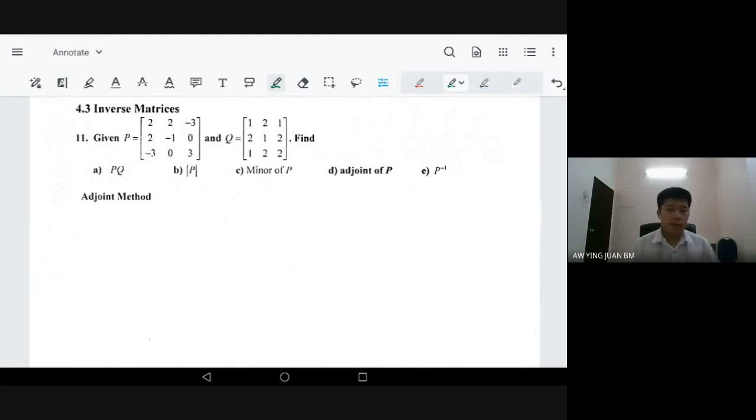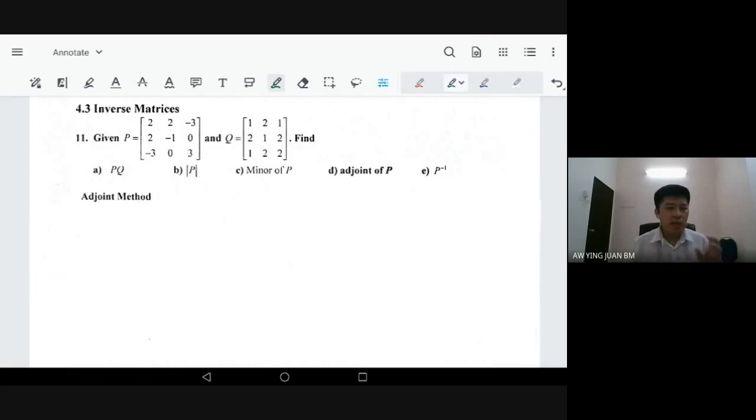Salam sejahtera. So today we are going to discuss 4.3, the inverse matrix. Previously we have been talking about the minor, cofactor, adjoint, or we can say the C transpose. And after that, we talked about the determinant. So today we're going to use the prior knowledge to continue the discussion for the inverse matrix.